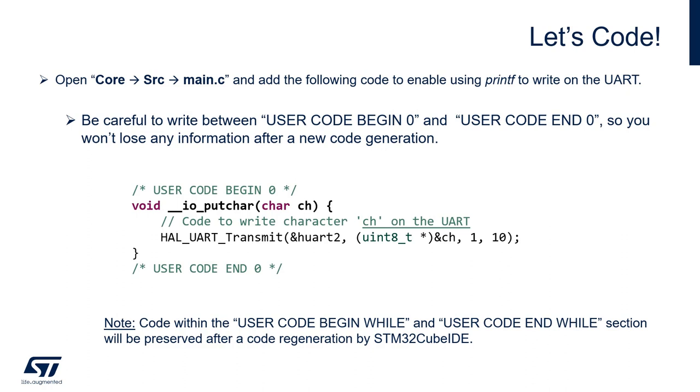First, we're going to add some code to redirect the printf to the UART2. We did that in a previous lab. If you want to know a little bit more about the process, you can review the MOOC lab about the printf, where we give more details about how to redirect the printf to a UART, UART2 in this case. We're going to add the code in the user code 0 section. Remember to add the code within this user code begin and end, so that it doesn't get deleted when you regenerate the code from the STM32CubeMX part of the project. So we're going to add this code in the main.c in the user code begin 0 section.